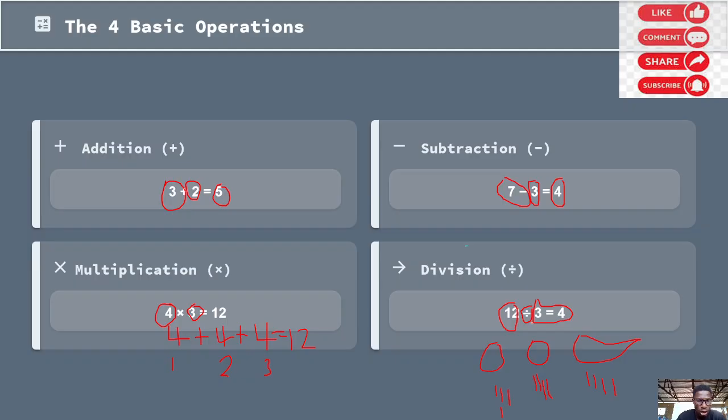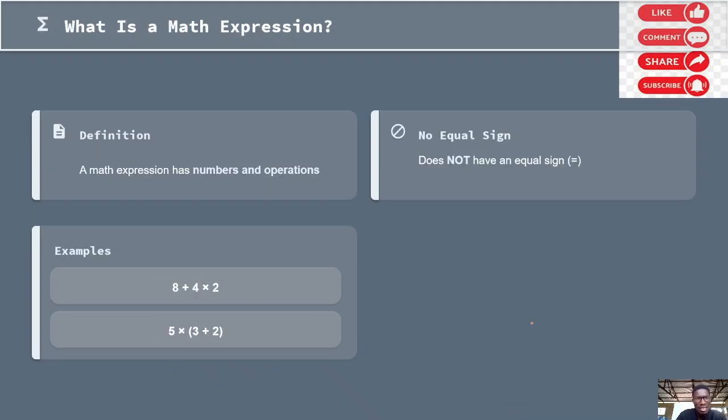All right. So you can solve or give your own examples with real objects or numbers and try your hands on them. We move on. What is a math expression?